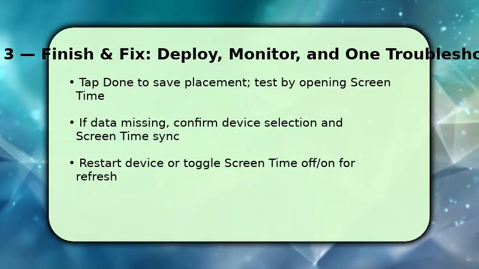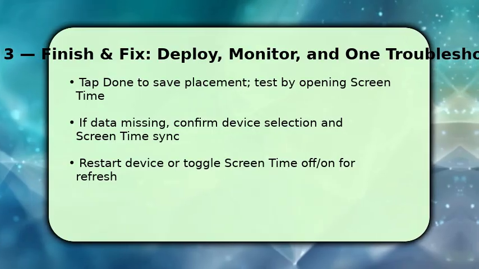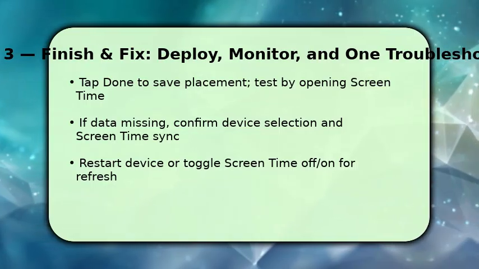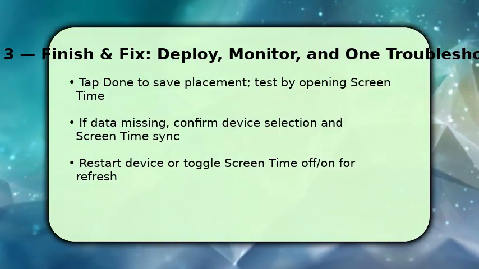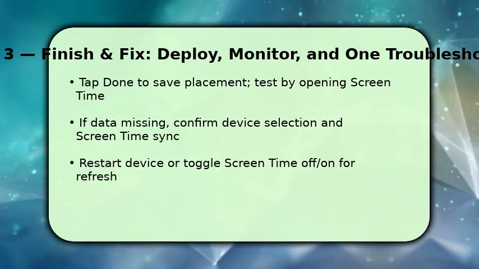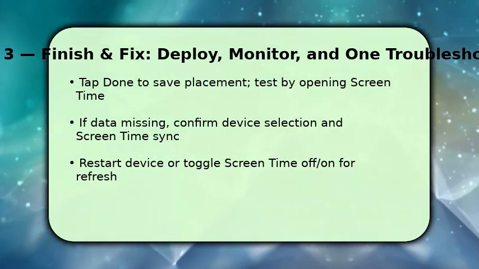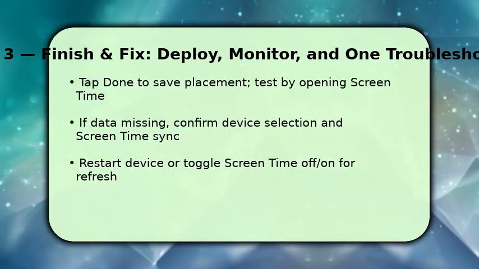If the widget shows stale or blank data, make sure the widget is set to the correct device or family member and that Screen Time Sync is enabled in Settings. If that fails, restart the device. If problems persist, toggle Screen Time off and back on, but note this may reset some local data.